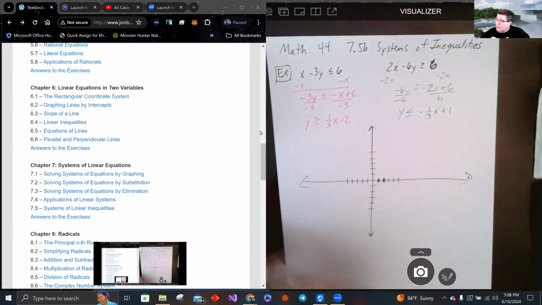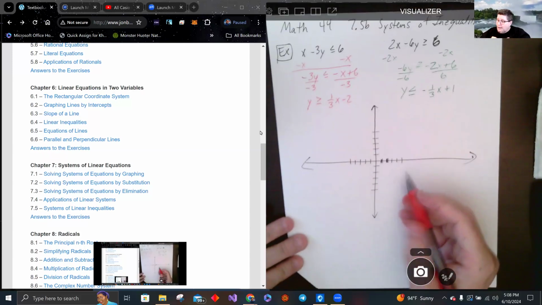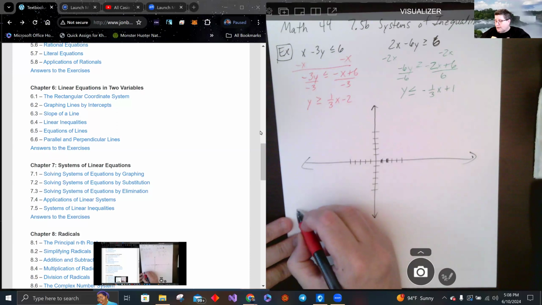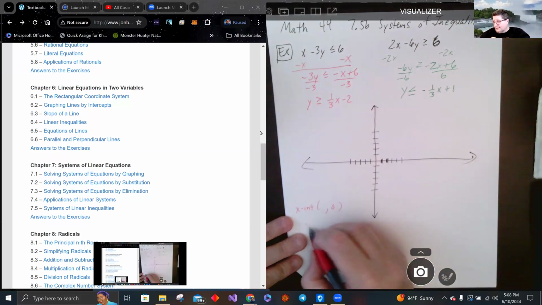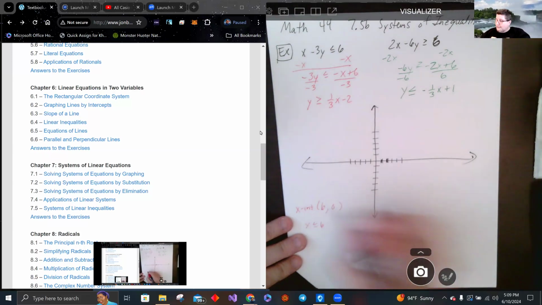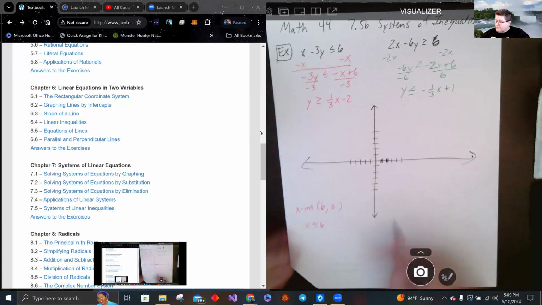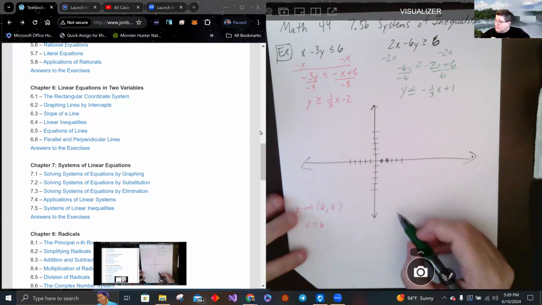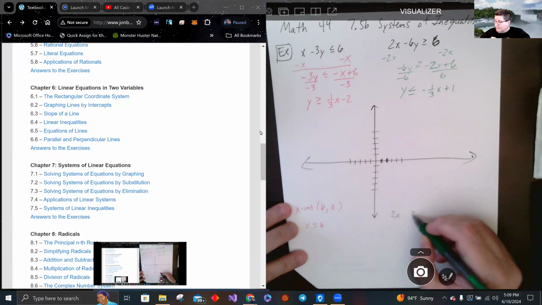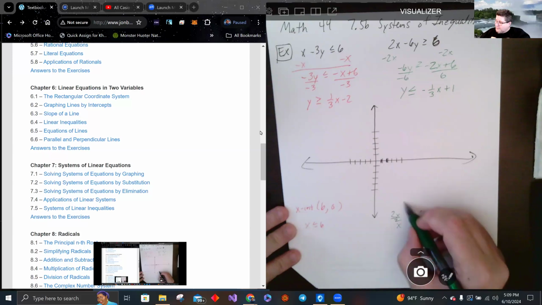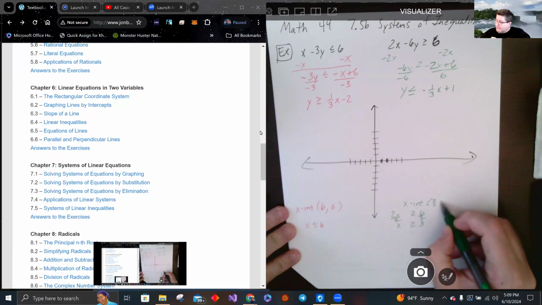Okay, so we have those intercepts. Let's find the x-intercept. X-intercept is when y equals 0. If I plug in 0, I got x is less than or equal to 6. So that's 6, 0. If I do this over here with the green line, I have 2x is greater than or equal to 6. So x is greater. This gives me my x-intercept over here is 3, 0.